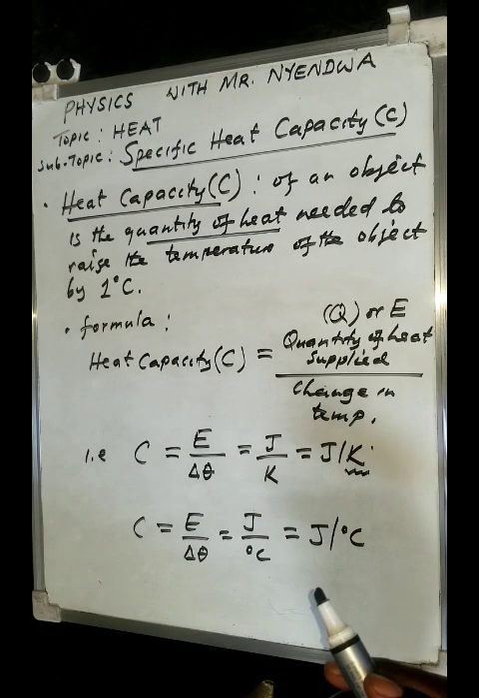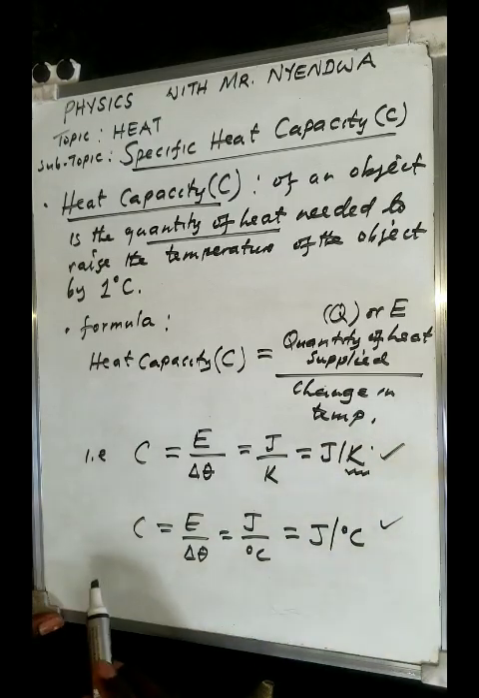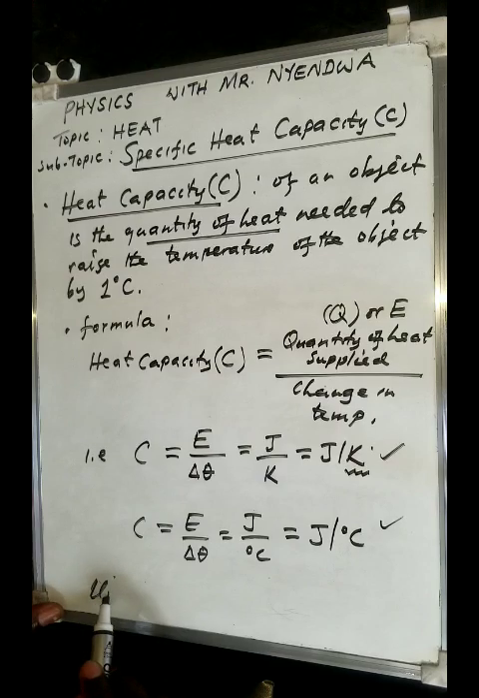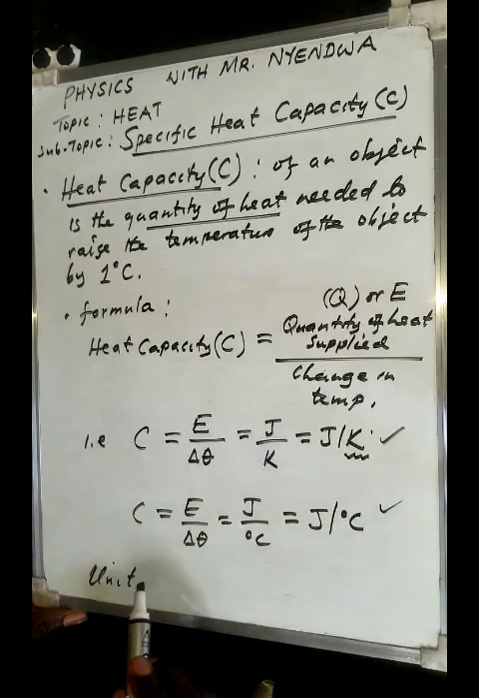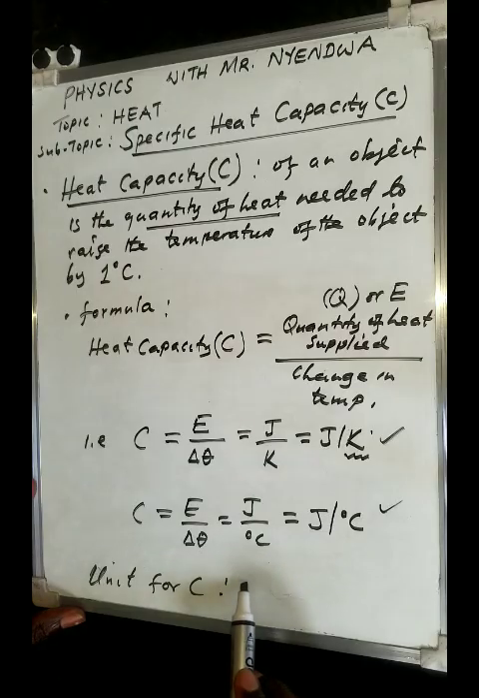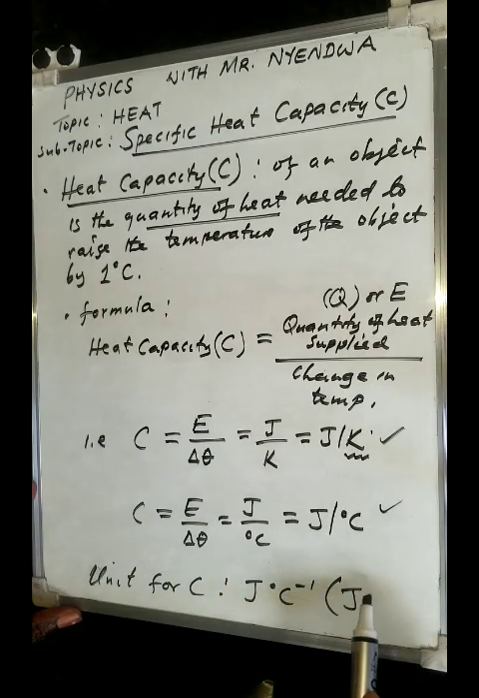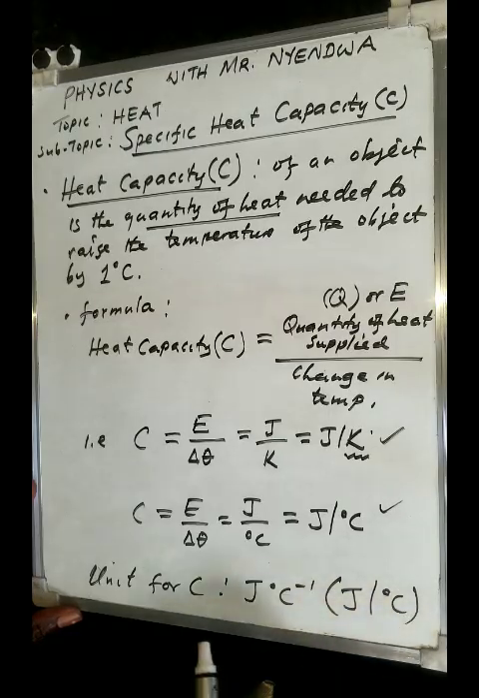So you don't need to be alarmed by that. You can either use this or that. Like I said, when it comes to the unit for heat capacity that you need to remember, the unit for heat capacity is simply joule per degree Celsius. You can also write it like that, there's no problem. Or joule per Kelvin is just the same. Do not be alarmed by that.